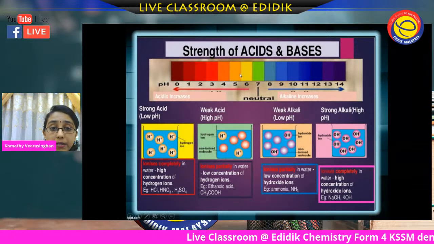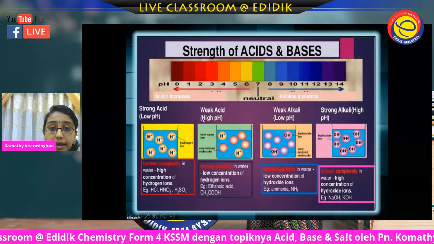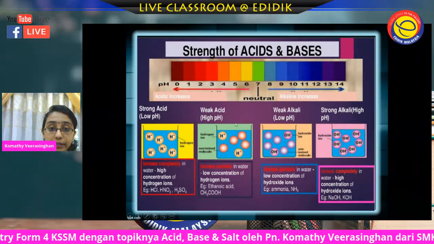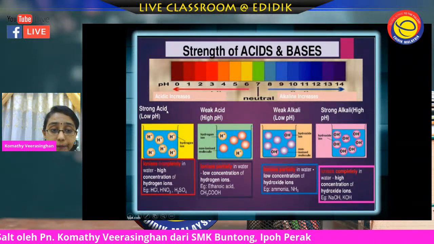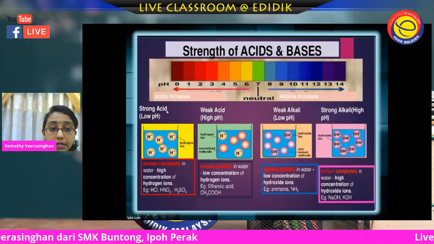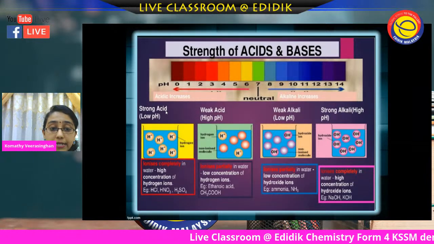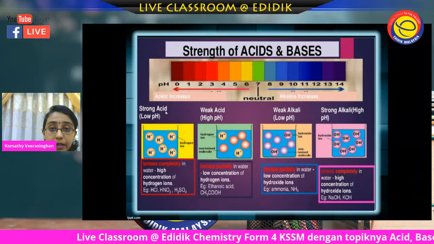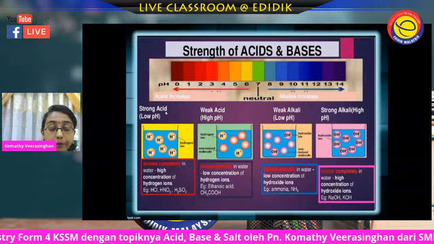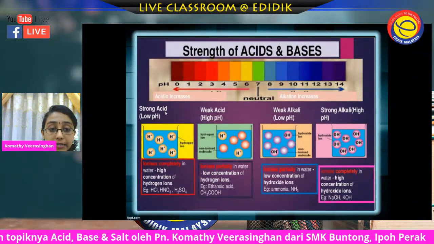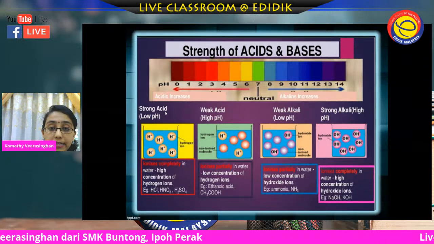Now, based on the strength of acid and base, we can classify the acid and base into two categories each. First, strong acid. What's the meaning of strong acid? Strong acid means it ionizes completely in water and produces high concentration of hydrogen ion. Examples of strong acids are hydrochloric acid, nitric acid, and sulfuric acid.